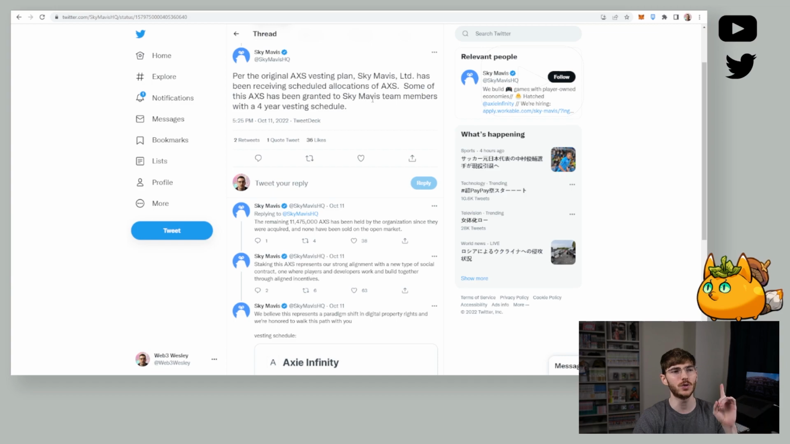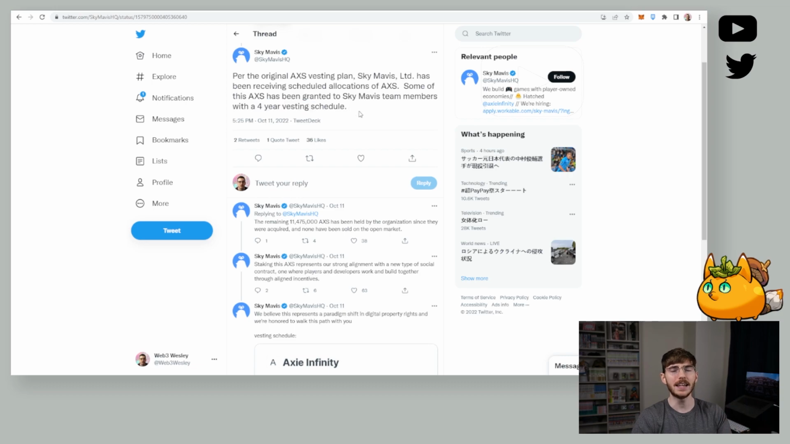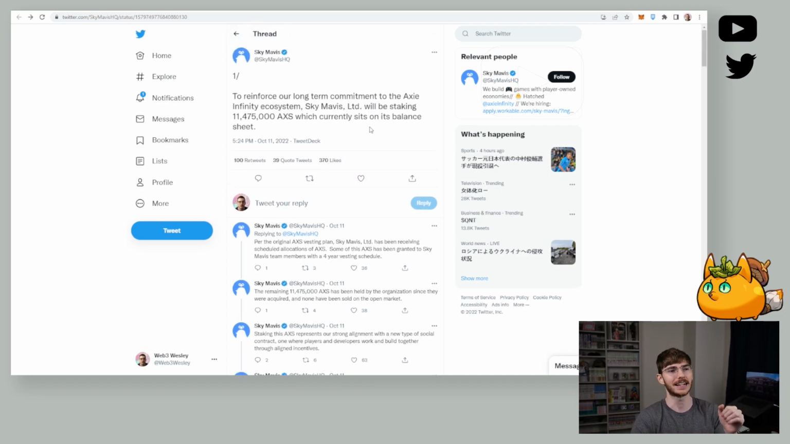Some of this has been granted to the Sky Mavis team members with a 4-year vesting schedule. So essentially what this means is because there's 11 million left, they've granted 11 million AXS to the other Sky Mavis team members. And from this 4-year vesting schedule, already 40% of this AXS has been unlocked. So the team members have probably been selling this AXS. I think we would be very foolish to assume that they haven't been, because Sky Mavis has granted them the AXS, they sell the AXS, and therefore Sky Mavis can still claim that they've never sold any AXS, making this top statement true, even though, in my opinion, a bit of a shady statement the way it's read.